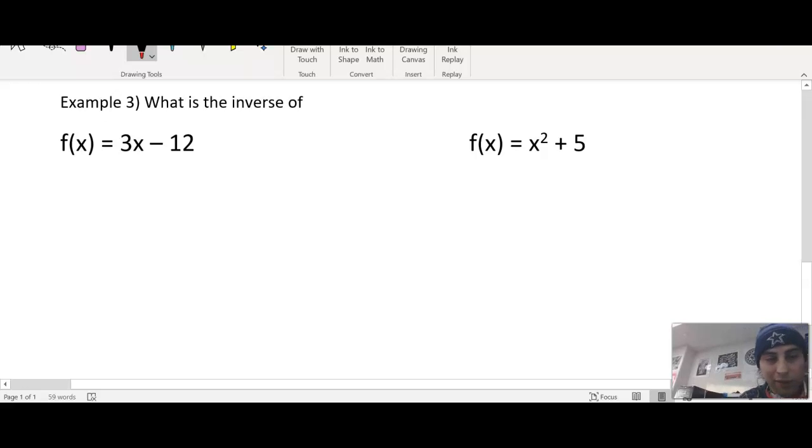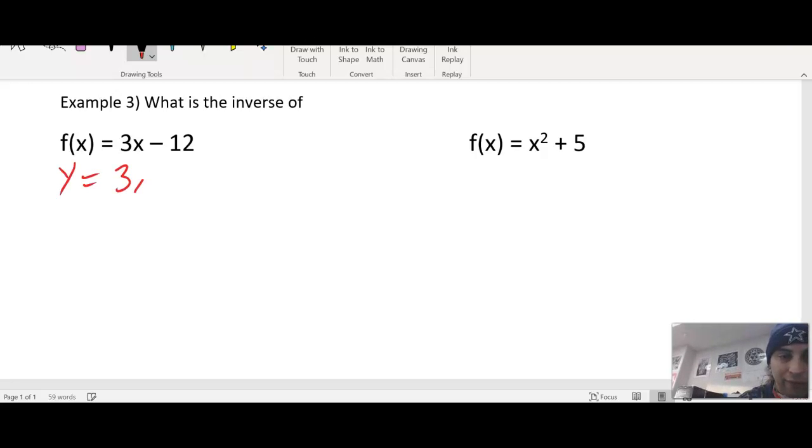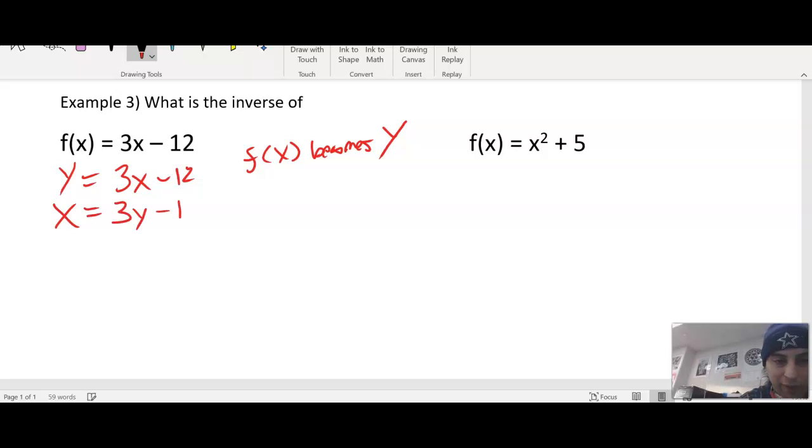What is the inverse of this function? You're going to have to solve this algebraically. Your first step, f of x becomes y. Second step, it's what we've been doing the whole time. I'm going to take that y, take that x, and flip that. Maybe the better word is switch x and y.